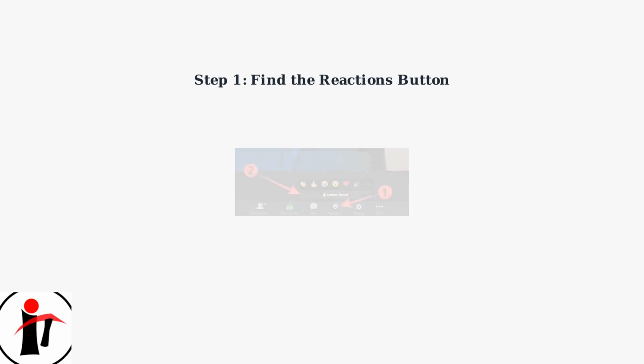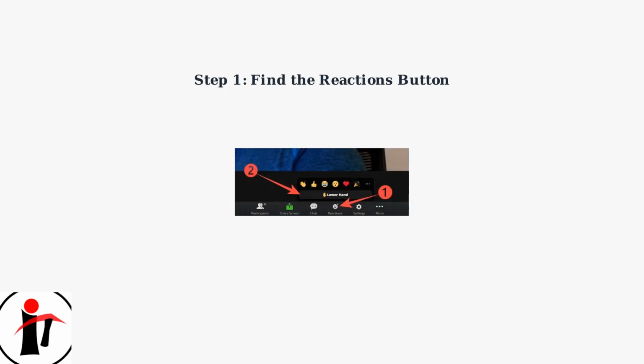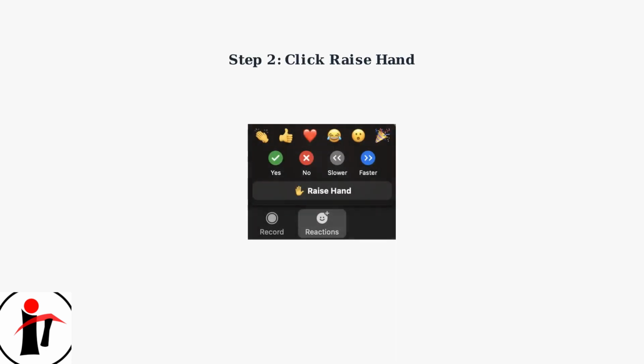To raise your hand in a Zoom meeting on desktop, first locate the Reactions button in your meeting toolbar at the bottom of the screen. Click on the Reactions button to open the Reactions menu. You'll see various emoji reactions at the top, and at the bottom, you'll find the Raise Hand button.